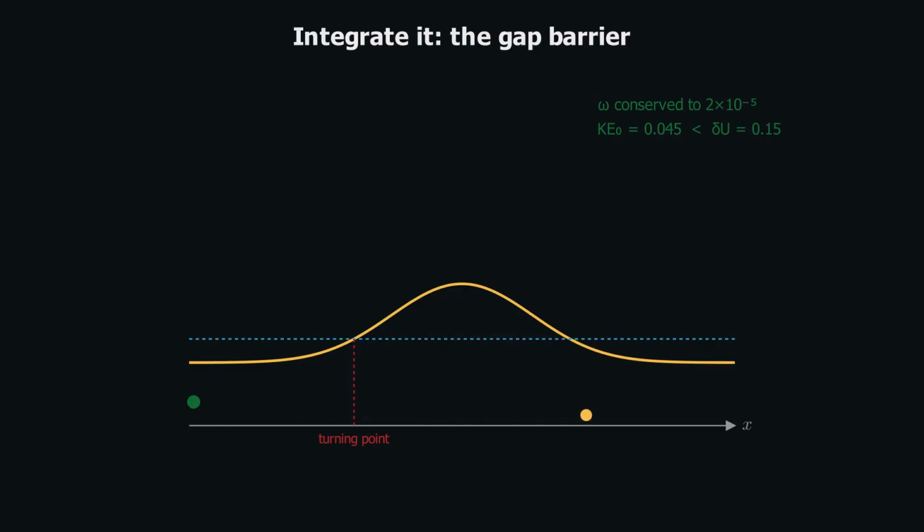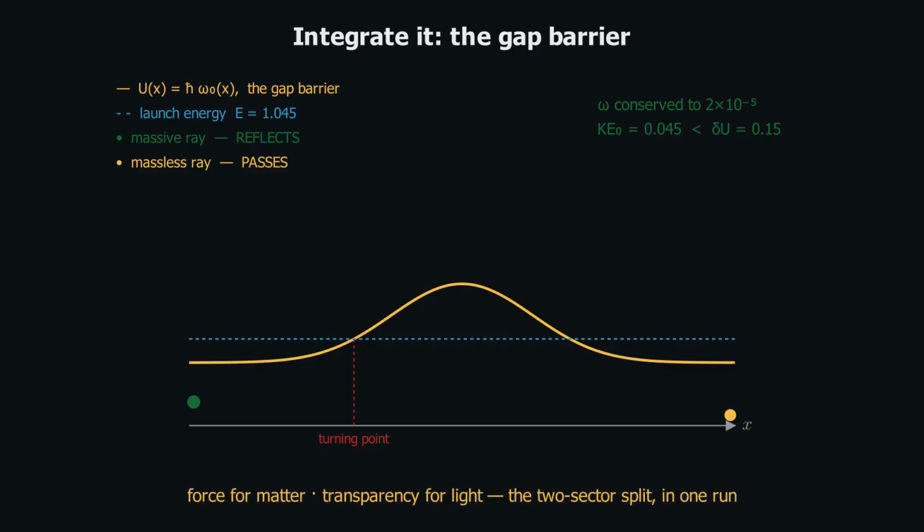Then the control. Feed the identical profile to a massless ray, with omega naught set to 0. It sails straight through. Refracted, never reflected, because it reads only the cone, and the cone was held fixed. 1 profile, 2 verdicts: force for matter, transparency for light. That is the 2-sector split seen in a single run.